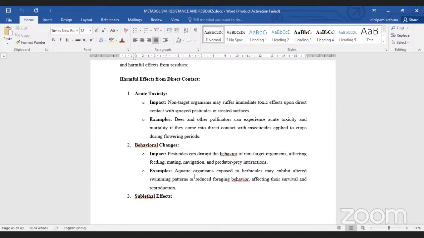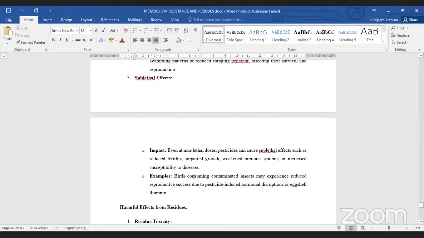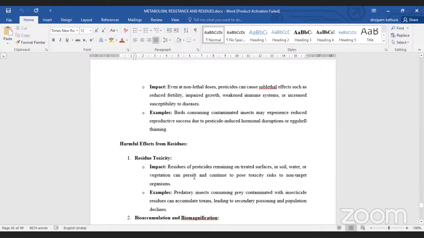And the third one under harmful effects from direct contact includes sublethal effects. Even at non-lethal doses, pesticides can cause sublethal effects, such as reduced fertility, impaired growth, etc. For example, birds consuming contaminated insects may experience reduced reproductive success due to pesticide-induced hormonal disruptions or eggshell thinning. All these are the effects by direct contact.